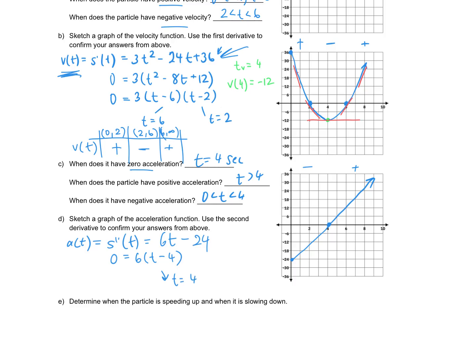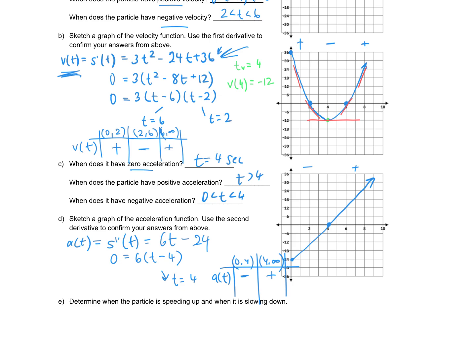If I wanted to see the positive versus negative acceleration, again, I'm going to do a sign analysis. So I'm going to have acceleration, and I'm going to go from 0 to 4, and then from 4 to infinity. If I plug in negative 1, I'm going to get a negative number. Negative acceleration, exactly what we predicted between 0 and 4. If I plug in 5, I'm going to get a positive 6 in this case. Positive acceleration from 4 to infinity, or time is greater than 4, like we predicted. So I could have done all of this algebraically if I didn't have the sketch in front of me.